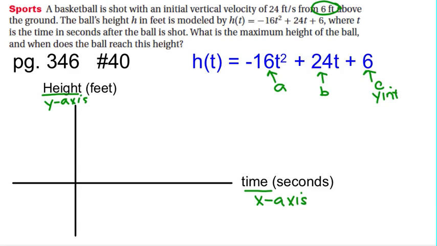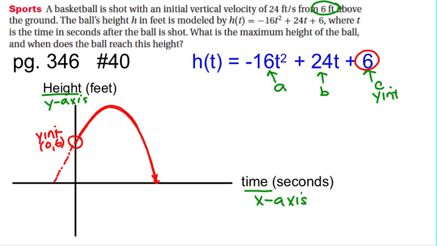So imagine this graph is a parabola that opens down, and then we have this part that's not part of it. This is your y-intercept, and the y-intercept is positive 6. So over 0, up 6. Then this basketball is thrown up in the air, and then it comes back down.